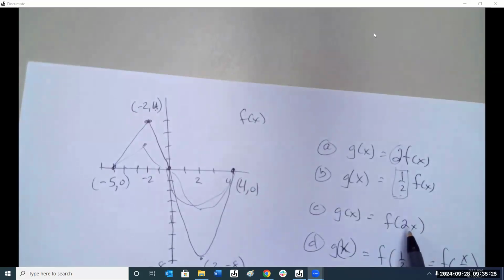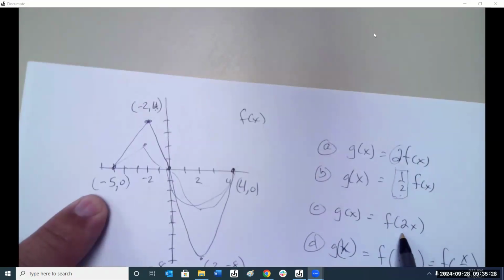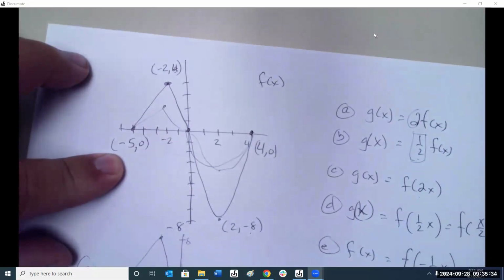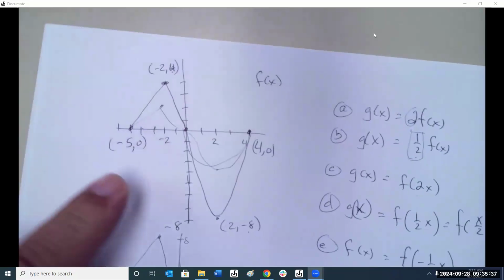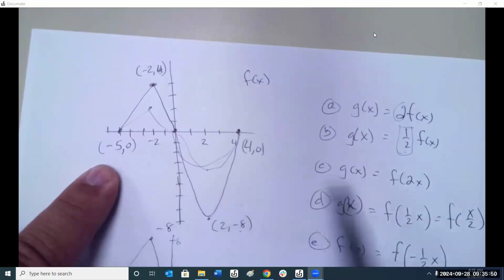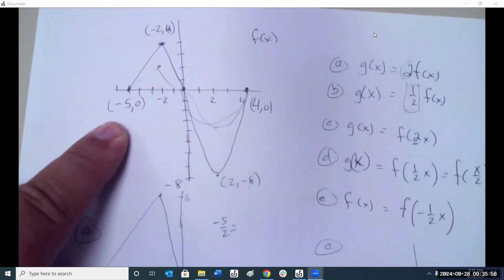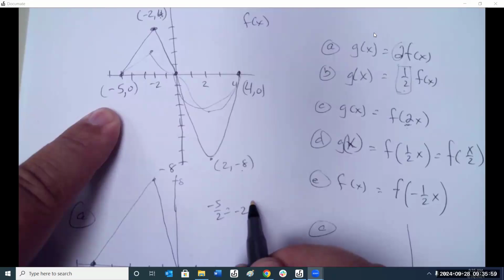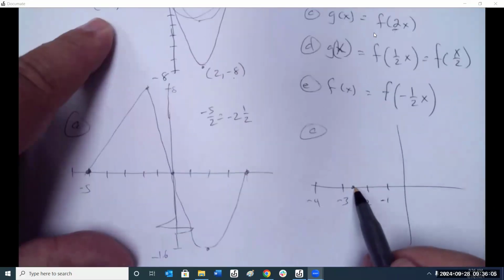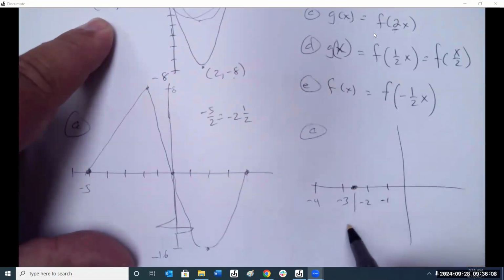Remember, inside it's opposite. So here we take all of our x values and divide them by 2. So let's see, here's C. So this first point becomes what? Take negative 5 divided by 2. So what is negative 5 divided by 2? Negative 5 divided by 2 is negative 2 and 1/2. So it becomes there. Negative 2 and 1/2.